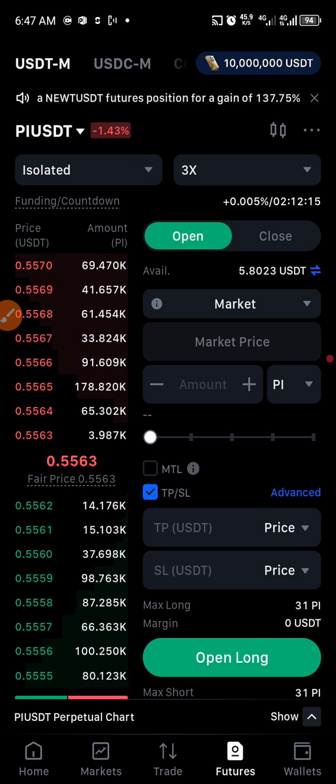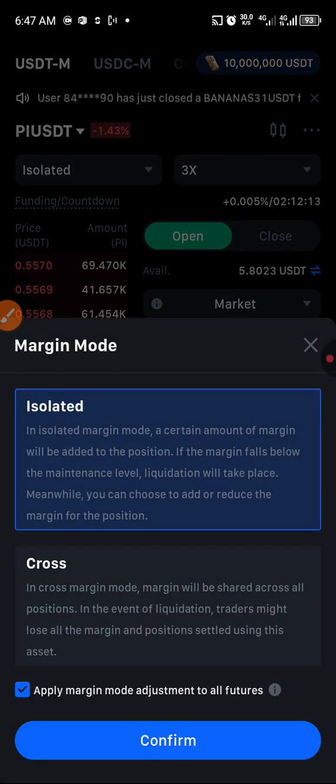So if you click on this side, there are several kinds of margins. We have two types of margin. The first one is isolated. The second one is cross. Now, if you are using isolated, isolated means the fund, that is the amount of USDT you are using, should be added to the position already, should be added to the trade alone.